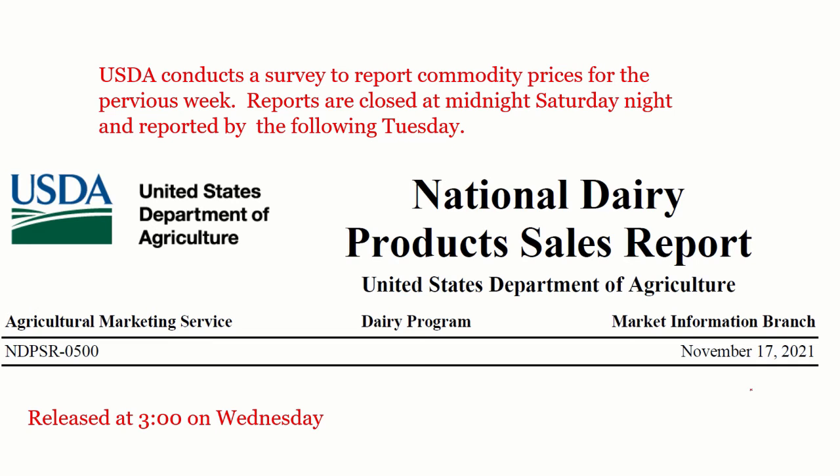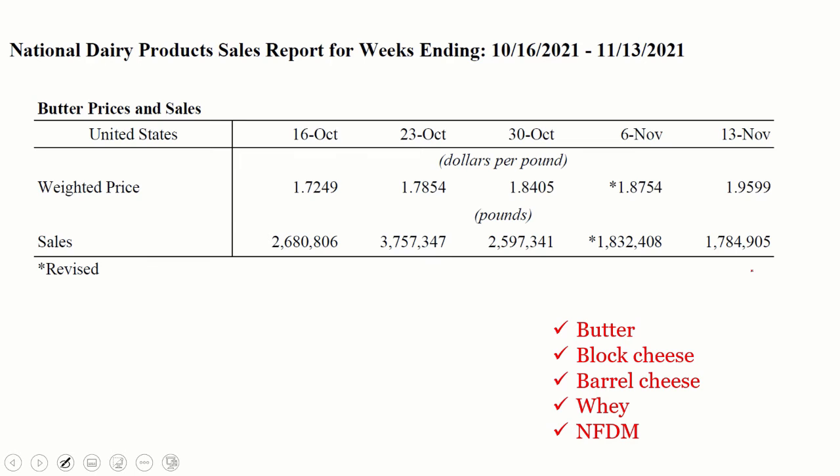And these come out at 3 o'clock on Wednesday. This is called the National Dairy Product Sales Report, and it looks something like this. This is the report for butter, for last week. Butter was at $1.9599, and there were 1,784,905 pounds sold.